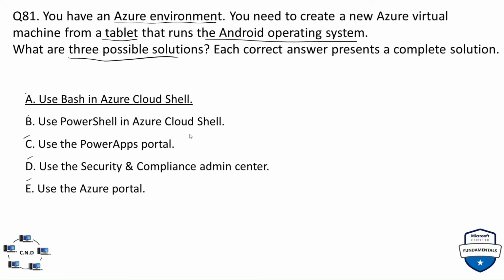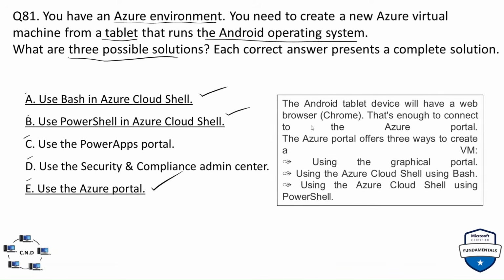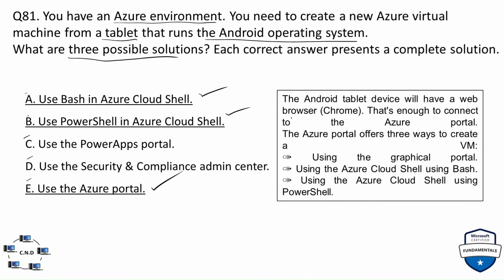So the correct options are A, use Bash in Azure Cloud Shell. B, use PowerShell in Azure Cloud Shell. And E, use the Azure portal. So the Android tablet will have a web browser, Chrome, that's enough to connect to the Azure portal. The Azure portal offers three ways to create a VM. And what are these? Using the graphical portal, using Azure Cloud Shell using Bash, and using the Azure Cloud Shell using PowerShell.